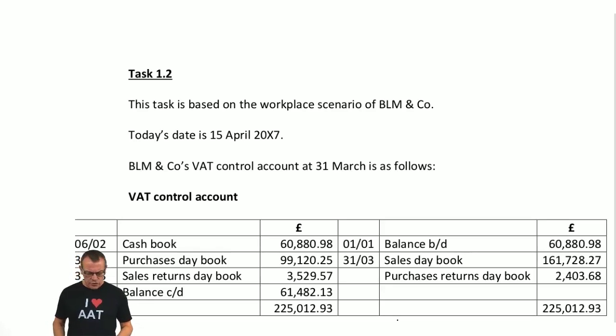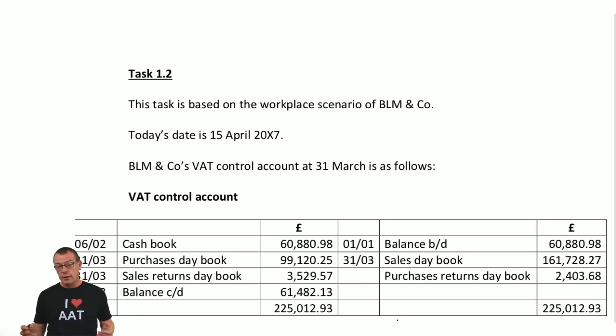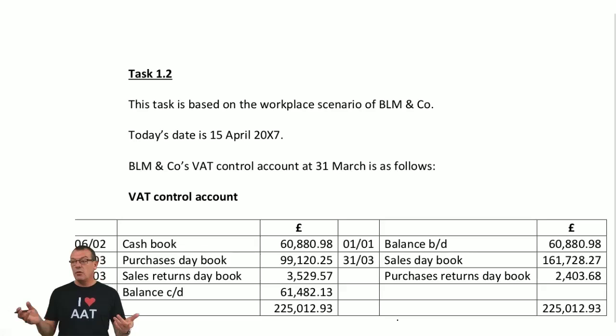What we have for question 2, this is task 1.2, and for the synoptic assessment, section 1 is 1.1, 1.2, 1.3, and that covers the full section. Now, this task is based on the work-based scenario of BLM and Co. Today's date is the 15th of April, and BLM and Co.'s VAT control account is as follows.